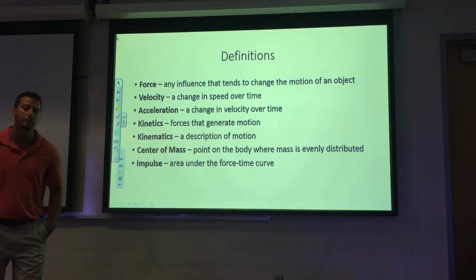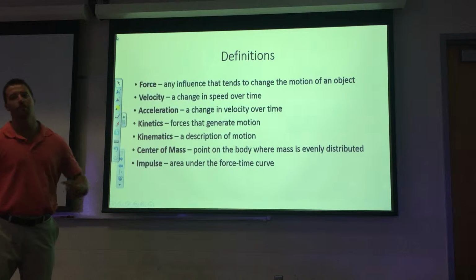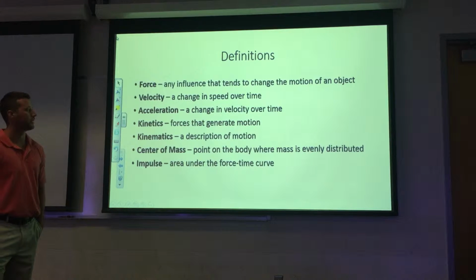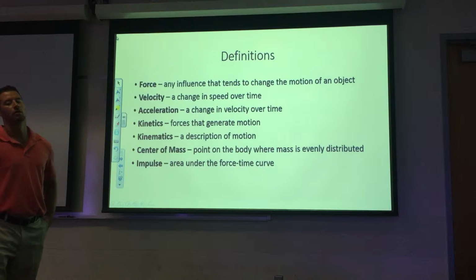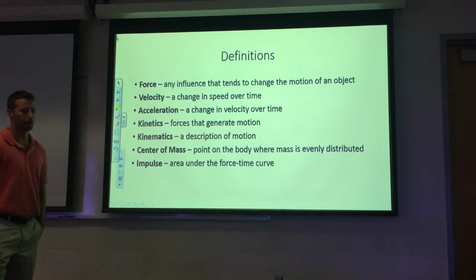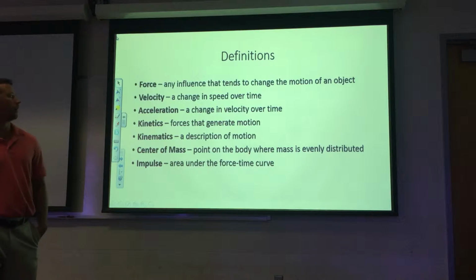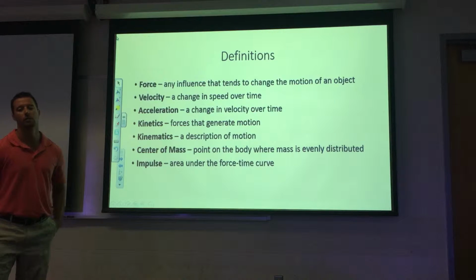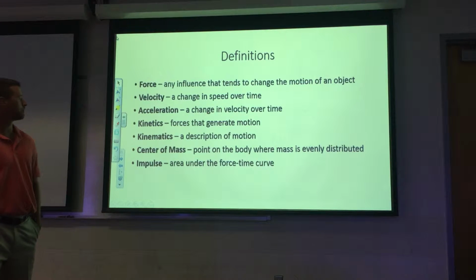Okay, just a couple definitions here real quick, so we're all on the same page as we go along. Force: any influence that tends to change the motion of an object. So with sprinting, we have to apply a force off the blocks. We'll talk about that as we go, to help us get started in the race. Velocity is going to be a change in speed over time. Acceleration: how quickly you can change your velocity. So that's going to be a change in velocity.